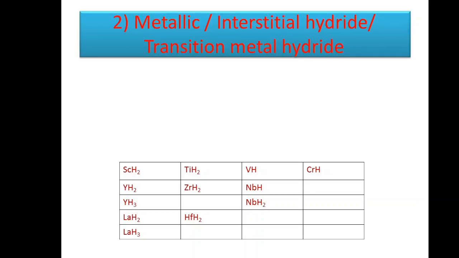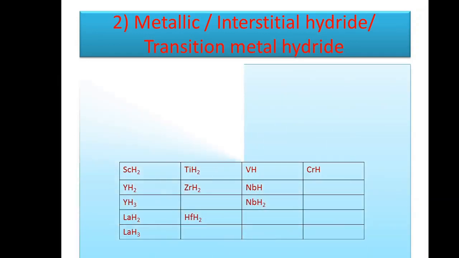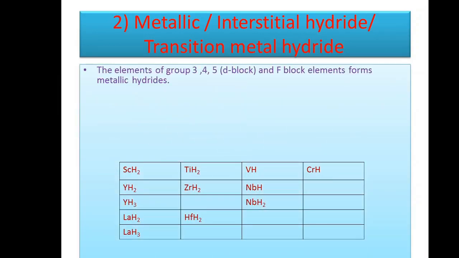The second type of hydride is the metallic interstitial hydride, or transition metal hydride. They have three names: first, metallic hydride; second, interstitial hydride; or transition metal hydride. In transition metal hydrides, the elements of groups 3, 4, 5, that means d block elements, form metallic hydrides. In groups 3, 4, 5, these elements include scandium to vanadium.